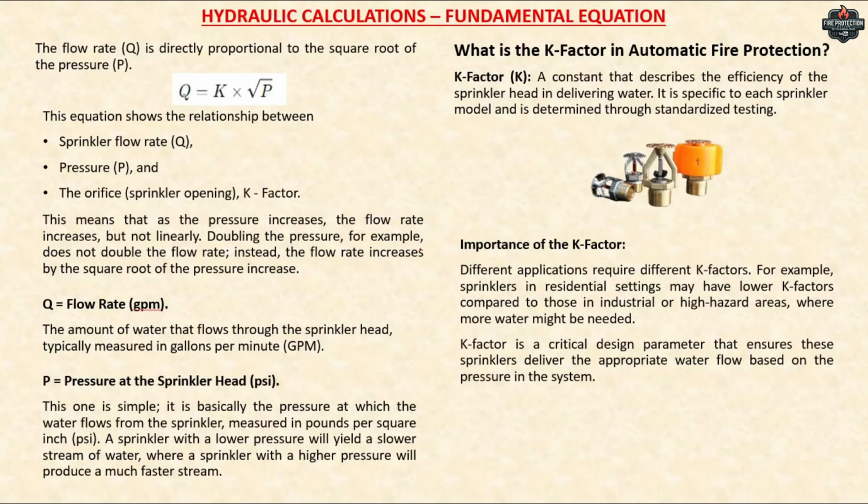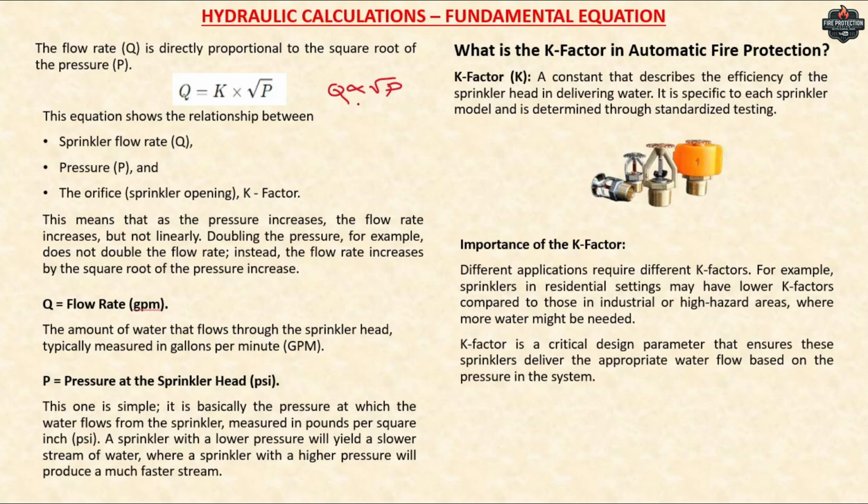So our calculation starts with the fundamental equation given in NFPA 13. It says that Q, the flow rate, is directly proportional to the square root of pressure. This means that when the pressure is increasing, the flow rate also will increase, but it will not double with the pressure. Instead the flow rate will increase by the square root of the pressure increase. So basically I can say that Q is directly proportional to the square root of P.